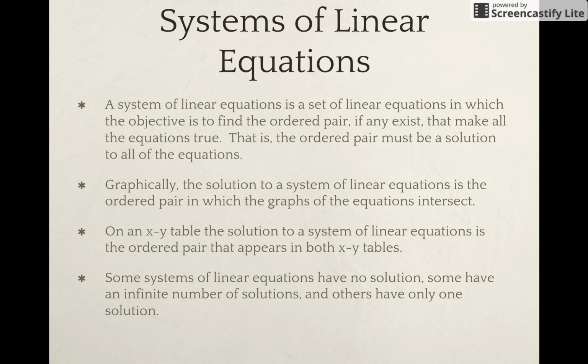The third type of solution that we have is one and only one solution. That is, when we have a system of linear equations, those lines will intersect in just one ordered pair. And this third type is the type that we'll focus on in this course, finding the ordered pair that a system of linear equations has as its solution.